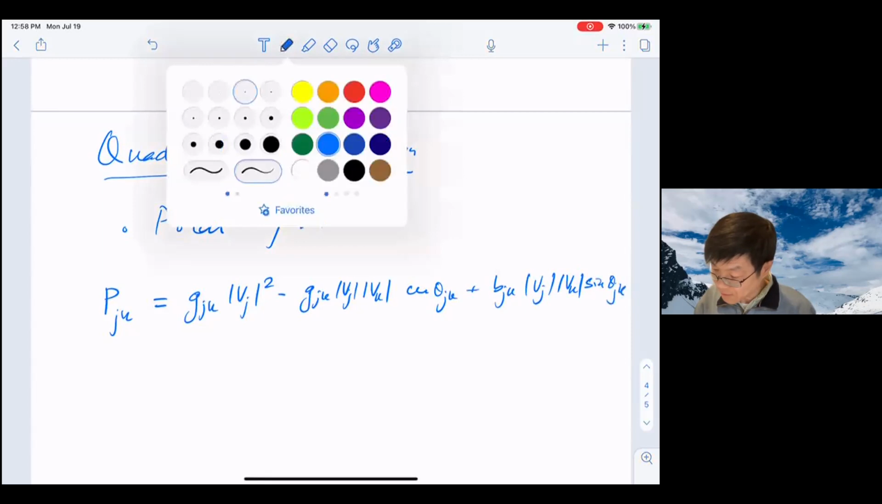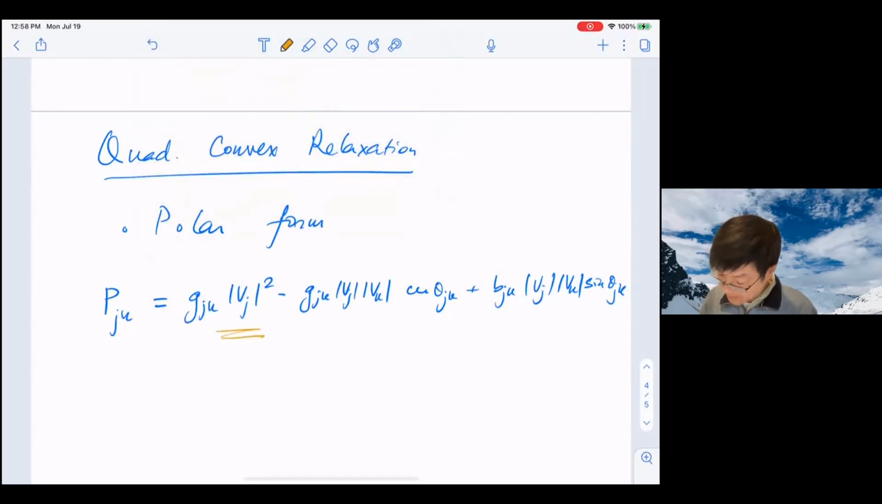So where is the nonlinearity? Let's say, think of this as xj squared. This is xj, xk. So the xi's are all real, okay? So this is a quadratic term. This is a quadratic term. And then there's a cosine. That's nonlinear, cosine theta. And then there's a sine theta.